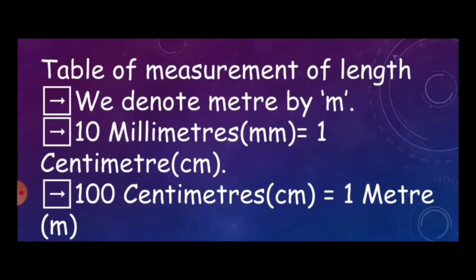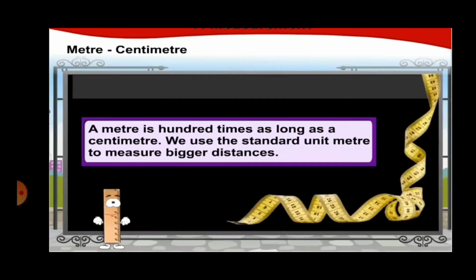Children, we denote meter by the small letter m. 10 millimeters we denote by small letters mm. 10 millimeters is equal to 1 centimeter and 100 centimeters is equal to 1 meter. Thus, a meter is 100 times as long as a centimeter. We use the standard unit meter to measure bigger distances.